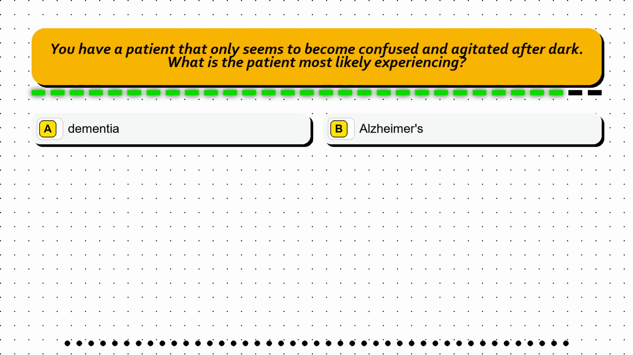Question 22. You have a patient that only seems to become confused and agitated after dark. What is the patient most likely experiencing? Option A, dementia. Option B, Alzheimer's.